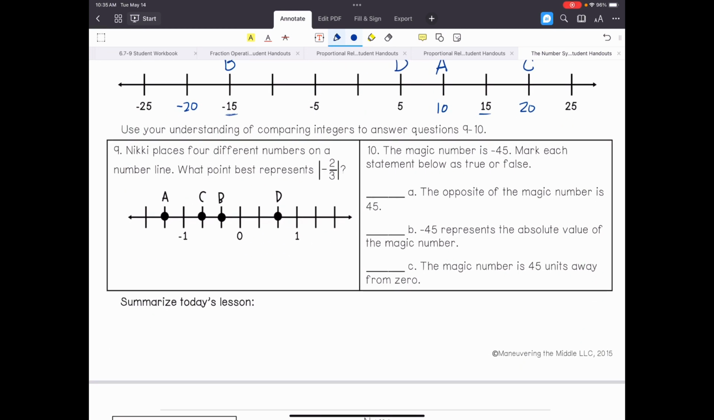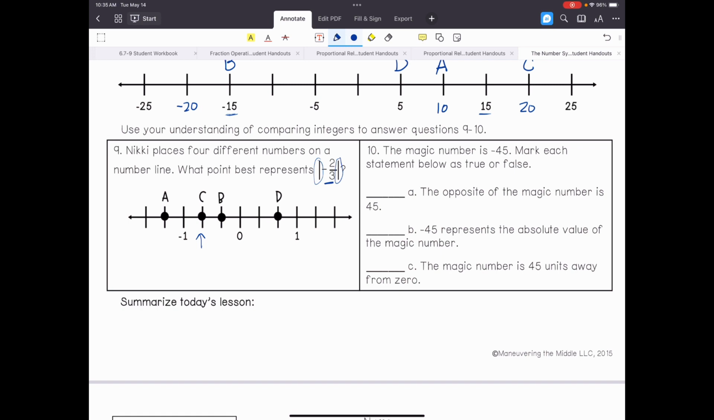Last 2 questions before we move on to the practice. Use your understanding of comparing integers to answer questions 9 and 10. Nikki places 4 different numbers on a number line. What point best represents the absolute value of -2/3? So remember, -2/3 would be on the negative side. So -2/3 would be here. But with the absolute value symbols, we have to plot the positive.